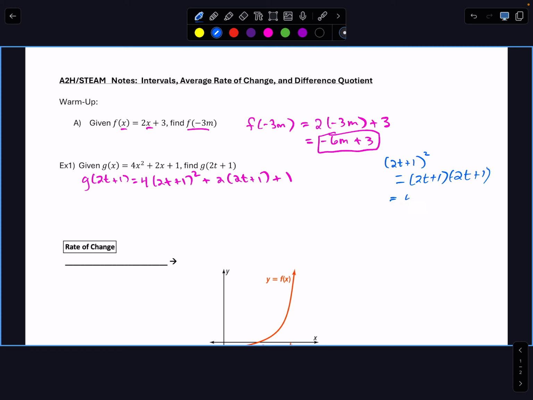You distribute your 2t, you distribute your 1. And when you square a binomial, the middle two terms are always the same. And it ends up looking like this. So the square of a binomial is a trinomial. And you have to do the powers first before you multiply by 4. So you need to do that squaring, and this becomes 4t squared plus 4t plus 1. Squaring comes before multiplication, and then distribute the 2.